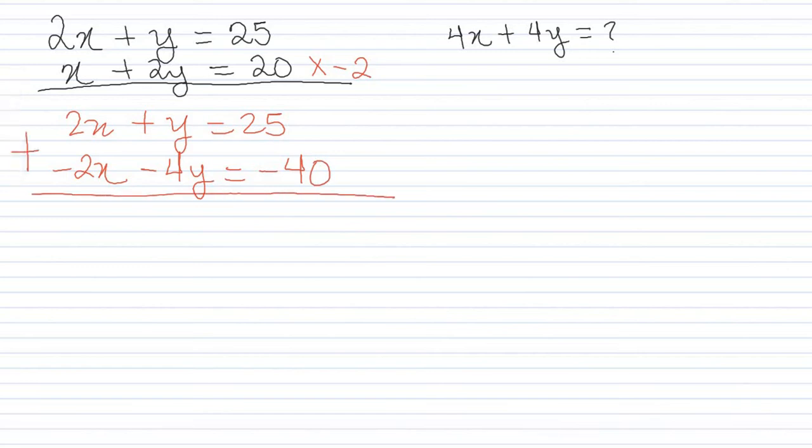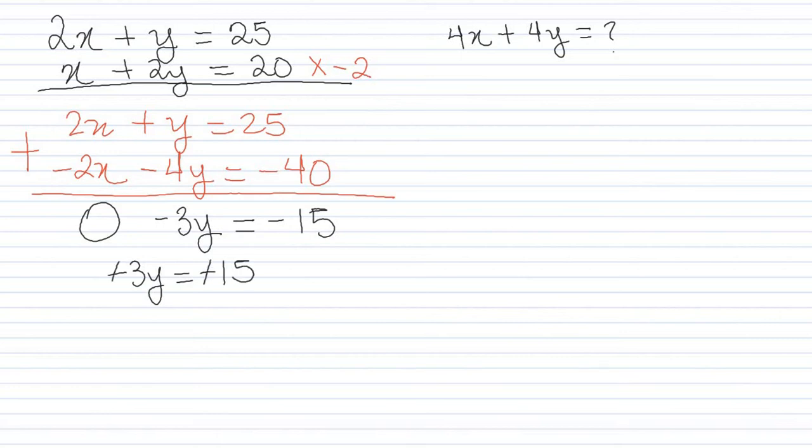2x plus -2x is just 0. Successfully eliminated x like I wanted to. And then y minus 4y is the same thing as -3y. And then 25 minus 40, that's -15. So you have -3y equals -15. Cancel the negative, and you have y equals 15 divided by 3. 3 in 3 and 3 in 15 is 5. So we have the value of y to be 5.